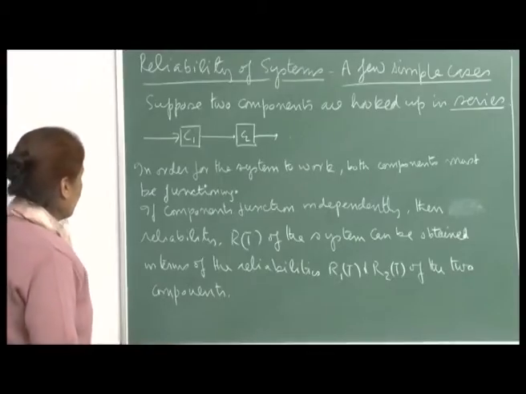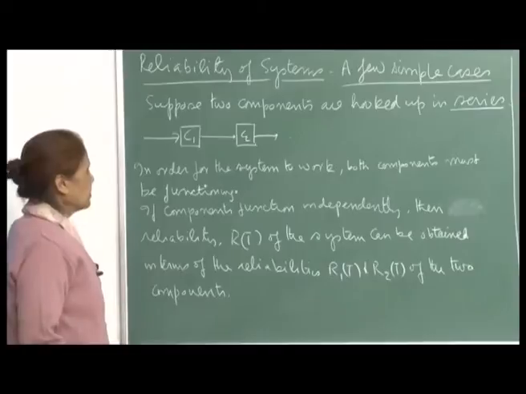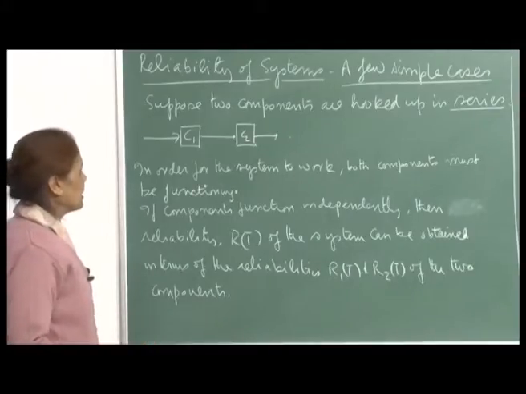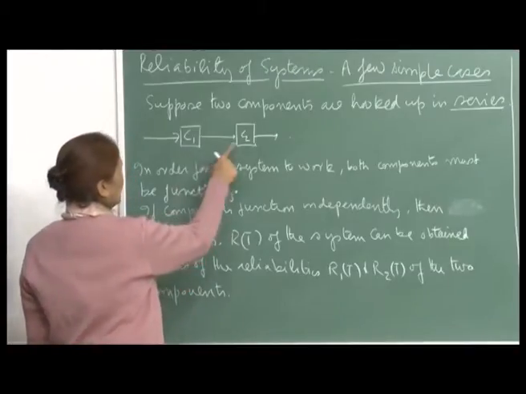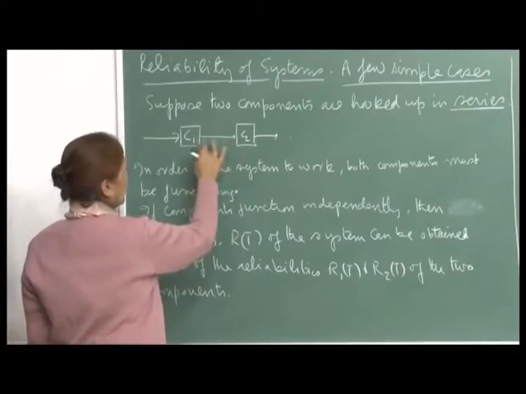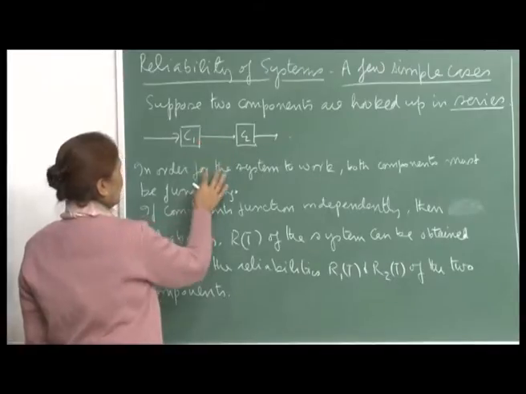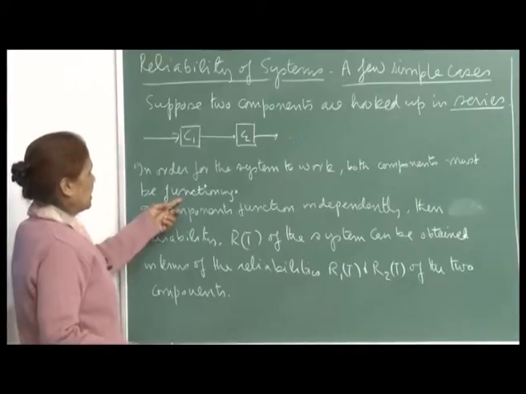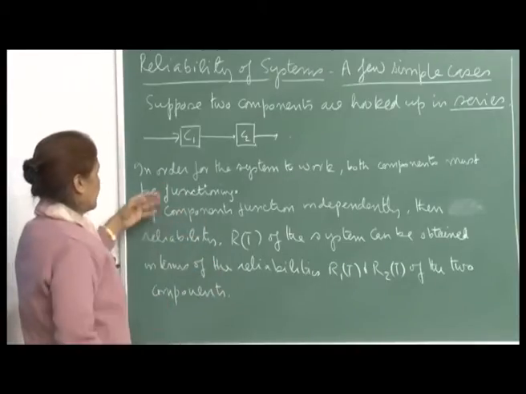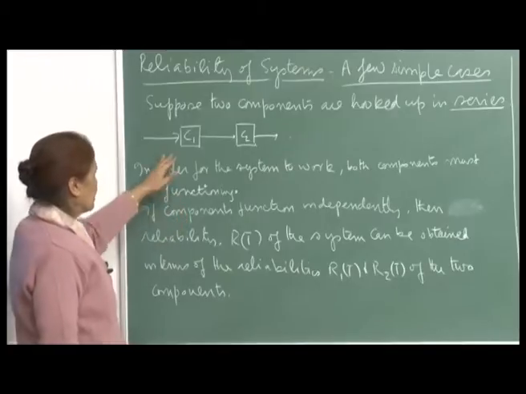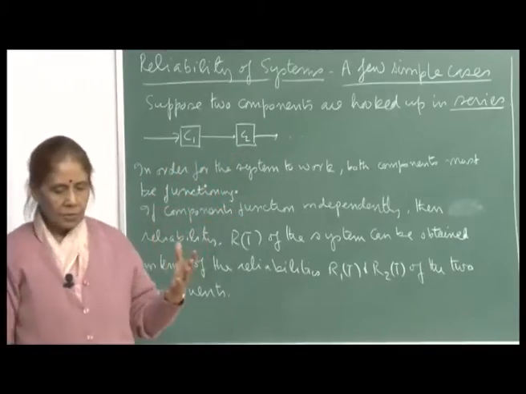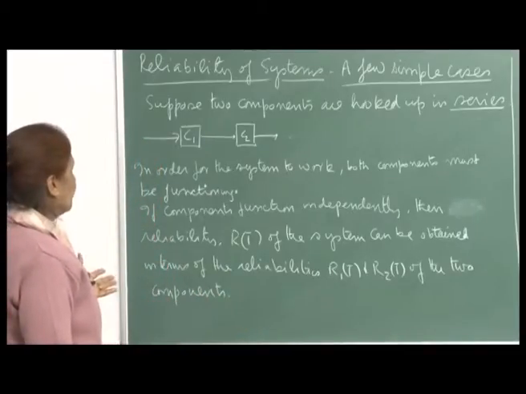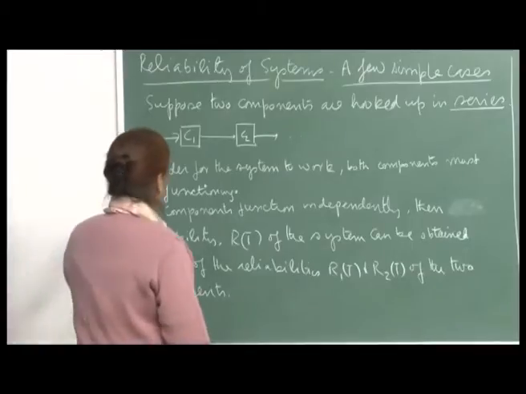Let us see, I am just beginning with the simple case that two components are hooked up in series. This is how they are, C1 and C2, two components in series, so for the system to work, both components must be functioning. They may be performing different tasks for the whole device, and so they both have to function. If any one of them fails, then the system will fail. This is the whole idea of working in series.